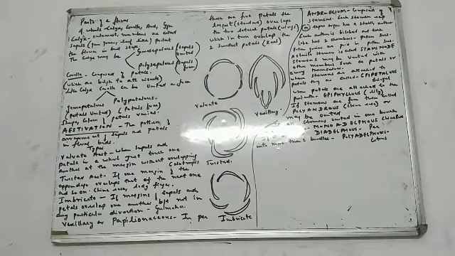Estivation. See beta, it is the pattern of arrangement of sepals and petals in the floral bud. How are sepals and petals arranged in the floral bud? This arrangement is what we call estivation. So what is estivation? It is a pattern of arrangement of sepals and petals in the floral bud. How many types of estivation do we have?